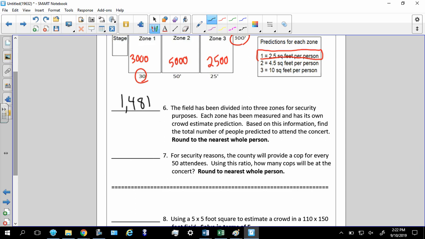So I'm going to create a proportion, and it's going to be cop over, hold on, let's do this again. Cop over attendees. So 1 cop for 50 people will be X cops over 1481. Cross multiply and solve. I believe we're going to get a decimal, but I'm going to round to 30 cops.